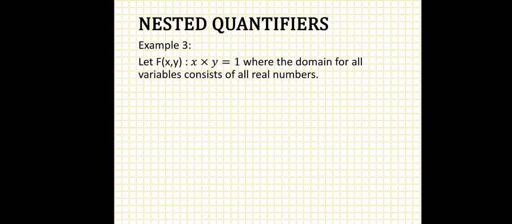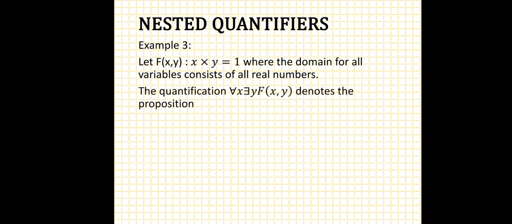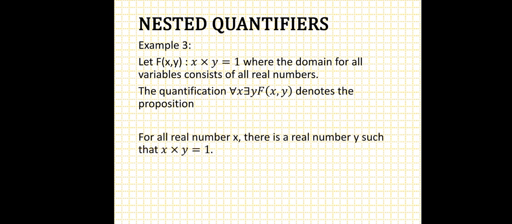So, let f(x, y) be the function x times y is equal to 1, where the domain for all variables consists of all real numbers. So, the quantification for all x there exists y, f(x, y) denotes the proposition: for all real numbers x, there is a real number y such that x times y is equal to 1. Okay, so ano kayang truth value nito? I want you to do that, no? Kayo na bahala.